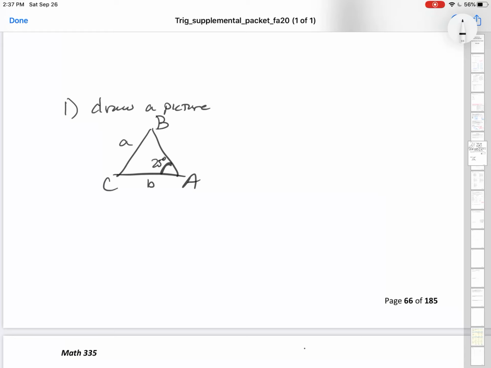So park that, and then I'll make another video about the last examples.